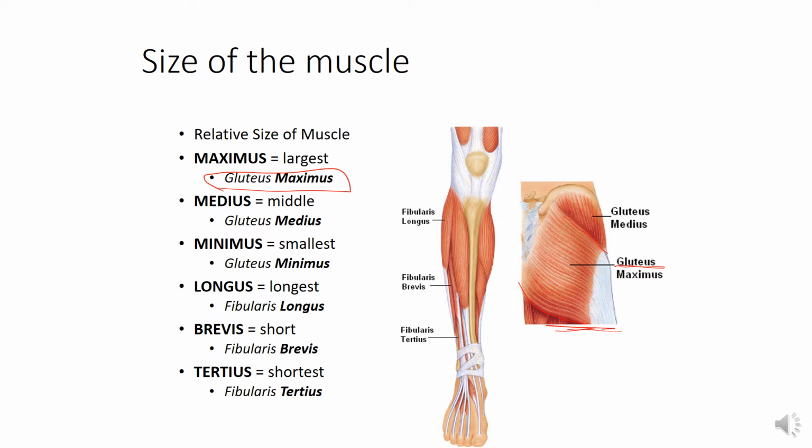Minimus means smallest. Again, longus means longest. An example is fibularis longus. Brevis means short: fibularis brevis. These muscles are located in the lateral compartment of the leg. And then tertius, which means shortest, so fibularis tertius. So muscles are named according to their size also.